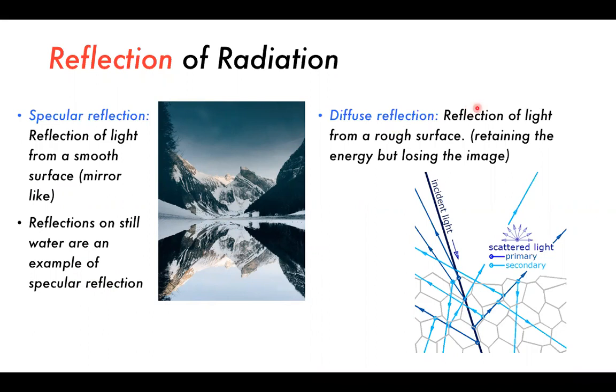Diffuse reflection then, so diffuse reflection is light being reflected from a rough surface. So this retains the energy of the light because remember that these physical interactions do not cause light intensity or energy transfer. So the energy is retained, but the image is lost. Like if we had specular reflection off of a surface, we would see that it is brightened by the light, but it does not have the image of the reflection. So a diffuse reflection of this would just show a bright lake. We would see a bright lake, but we would not see the image of the mountain. And that would be diffuse reflection.